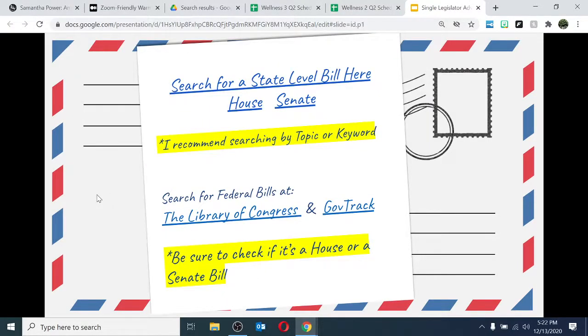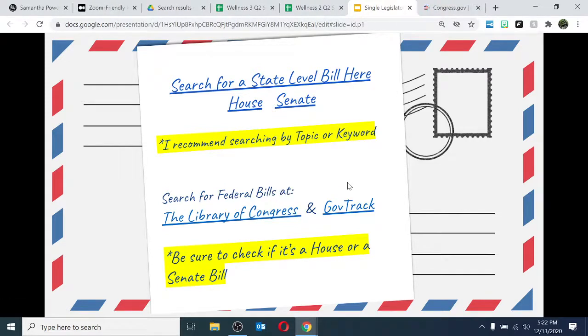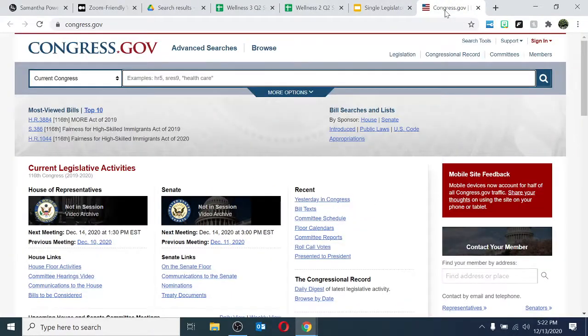So there are links here, and you have access to this slideshow. Links up here for the state level bills, and links here for the federal level. Let's pull one of those up so you can see it. And you can search by topic or keyword. That's what I would recommend doing.